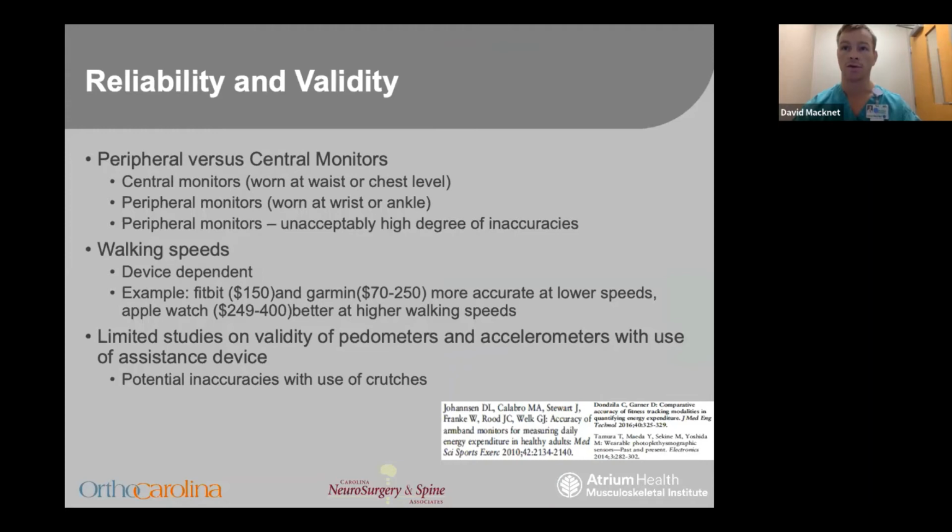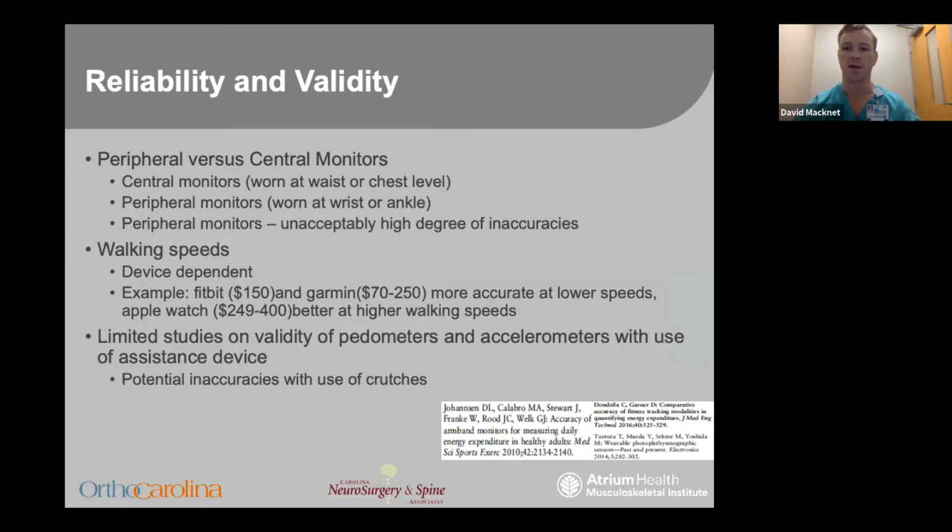Central monitors worn on the chest or waist are simply much better in terms of data accuracy when compared to the peripheral monitors like those worn on the wrist or the ankle. One problem that has come up with accuracy in research is the ability to detect steps at low rates of walking speed, which is very device dependent.